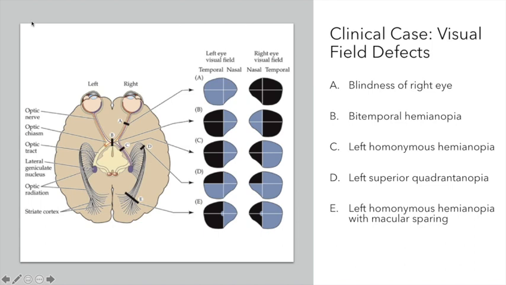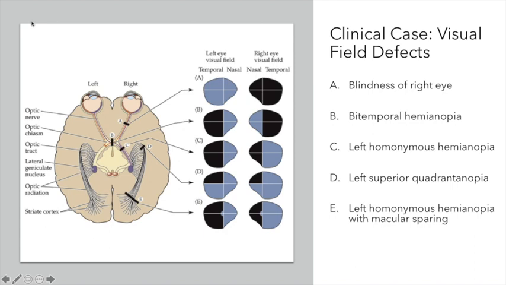And then case B is called bitemporal hemianopia, and this is when there's damage to the optic chiasm, which is where the nasal fibers cross. So there's a loss of vision in the temporal or peripheral fields of both eyes. So this could be called tunnel vision. And then case C is called left homonymous hemianopia, and this is when there's damage to the right optic tract. So this contains nasal retinal fibers from the left eye and temporal retinal fibers from the right eye. So this person has lost their peripheral vision in the left eye and central vision in the right.